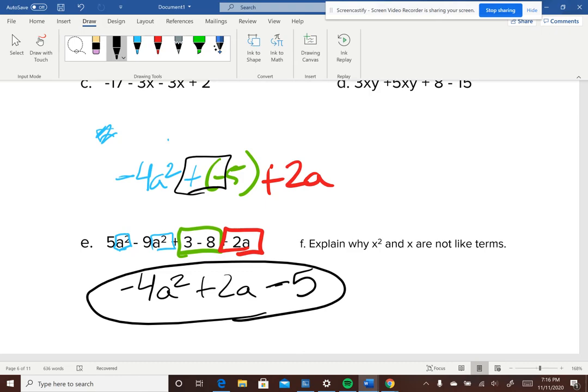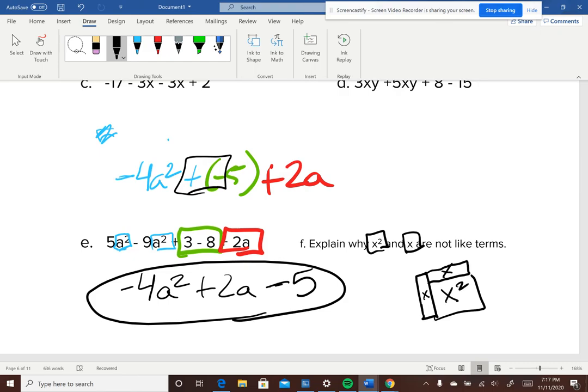Can't combine anything more. And now it says explain why x squared and x are not like terms. Well, you could use my apple example, and you could be like, 5x squared is not the same as 5x, right? They're two different things. You could also say, well, if I were to draw my x piece, that would be like one wall, and then x squared would be my x by my x. Like that would be everything on the inside. That'd be my x squared, okay?